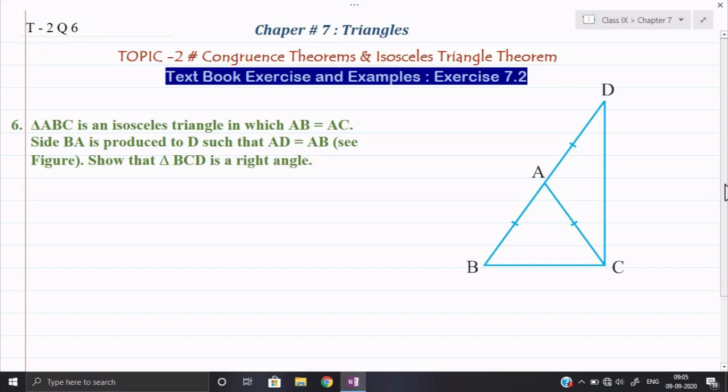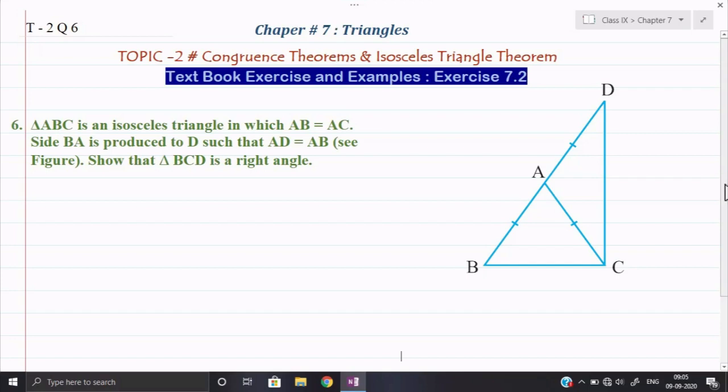Okay, so today I am starting with question number 6 of exercise 7.2. So let us see how we can solve the question. First of all, the question is given to us as: triangle ABC is an isosceles triangle with AB and AC equal. As you know, in an isosceles triangle two sides are equal, so which two sides are equal is also clear in the question.